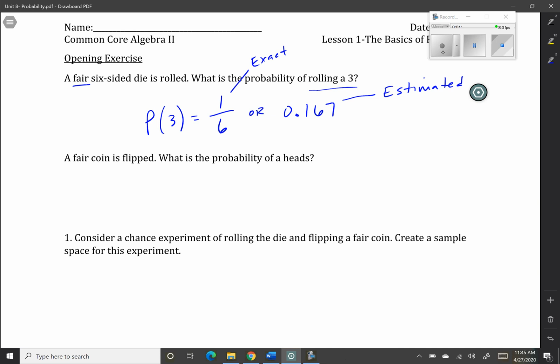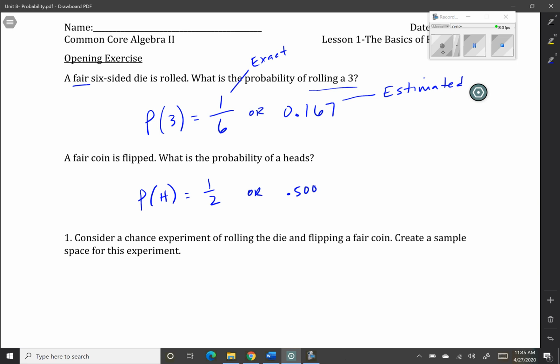So if we look at the next question, it says a fair coin is flipped. So a coin has an option of heads or tails. What is the probability that it lands on heads? So the probability of landing on heads is 1 out of 2, or 0.500.